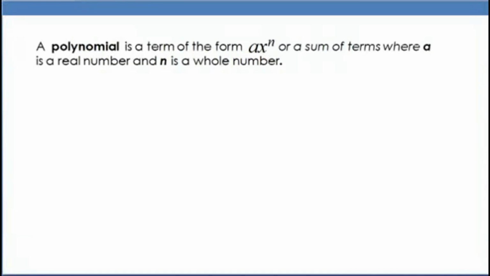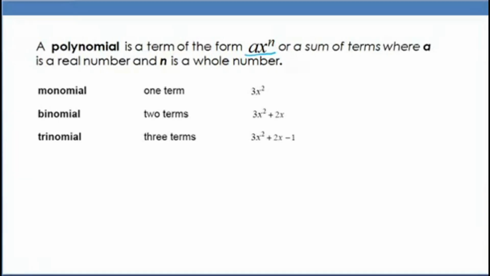Polynomials. A polynomial is a term of the form ax to the n, or a sum of terms where the a, your numerical coefficient, is a real number and the n is a whole number. We have some special terms for some polynomials. If we have only one term, we can refer to it as a monomial.